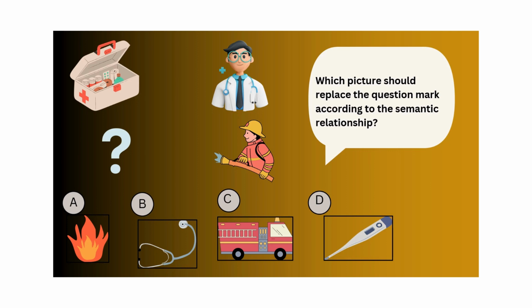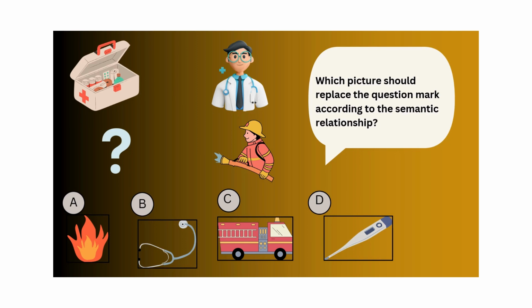In semantic relationship questions, the relationship between the elements is based on the meaning or semantic connection rather than just a visual or numerical pattern. Okay, we got it. Semantic relationships involve understanding and identifying relationships based on categories, the ability to recognize and apply semantic connections between different elements. So we can say now that if a doctor is working with a first aid box, then what does the firefighter work with?